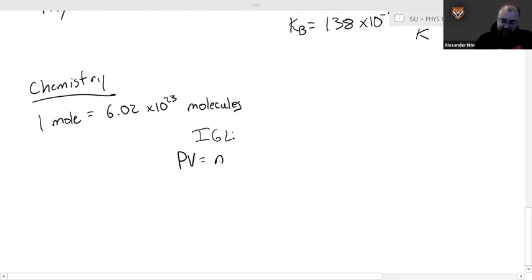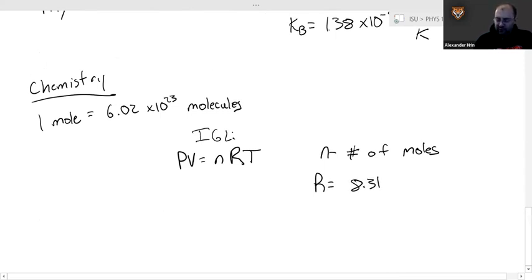And then this number becomes a lowercase n, and instead of K, we have an R. So it's PV equals nRT. And n is the number of moles. And R, I think, is just called the ideal gas constant, as I recall, but it is 8.31 joules per mole Kelvin. Okay, so that is what's going on with the ideal gas law there.